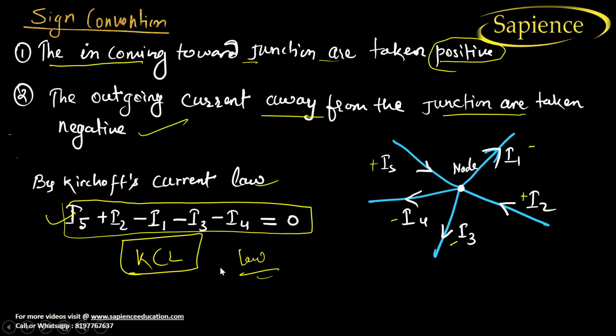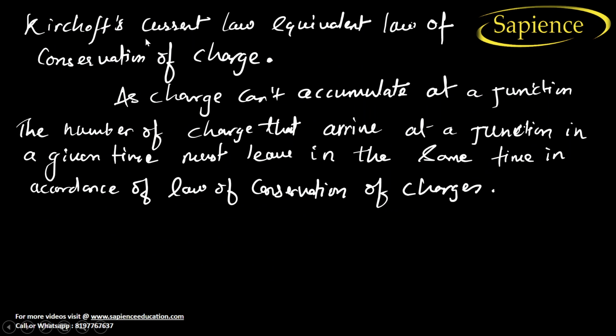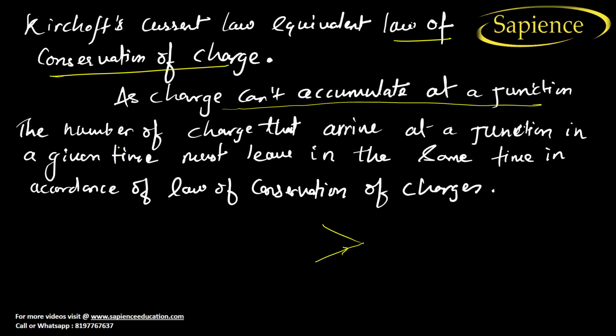Okay. Now let us go for the next one. Kirchhoff's current law is equivalent to the law of conservation of charge. What do you mean by this? If the current coming and the current going is not zero, what will happen? A charge can't accumulate at a junction. The amount of charge that arrives at the junction in a given time must leave in the same time.